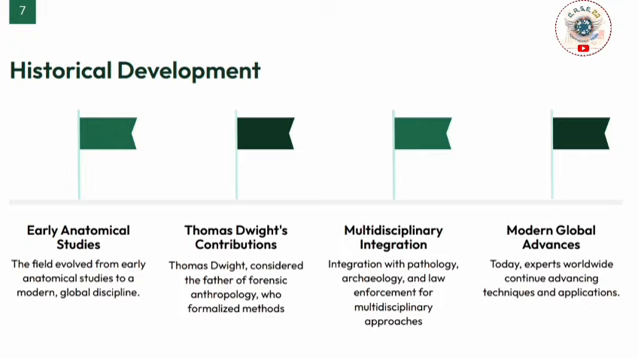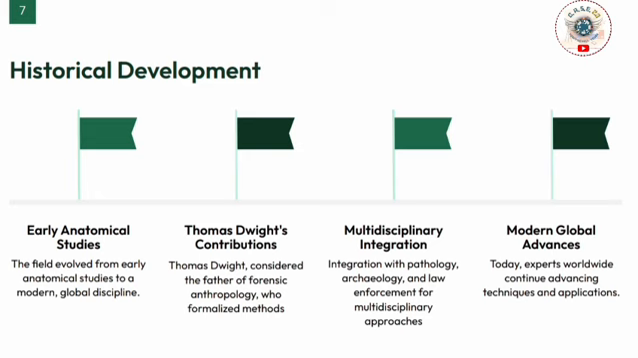Later, in the mid-20th century, researchers like T. Dale Stewart, Wilton Krogman and Clyde Snow refined methods, standardized techniques, and demonstrated how skeletal analysis could help solve cases. By the late 20th century, the discipline expanded dramatically, with anthropologists contributing to the identification of war victims, genocide investigation, mass disaster, and human rights cases. Today, forensic anthropology is recognized globally and works hand in hand with forensic pathology, archaeology, and other investigative sciences.